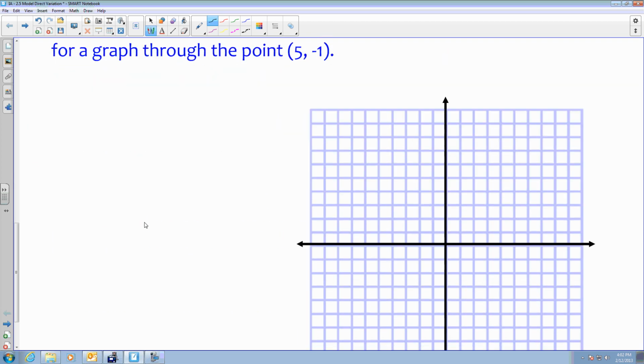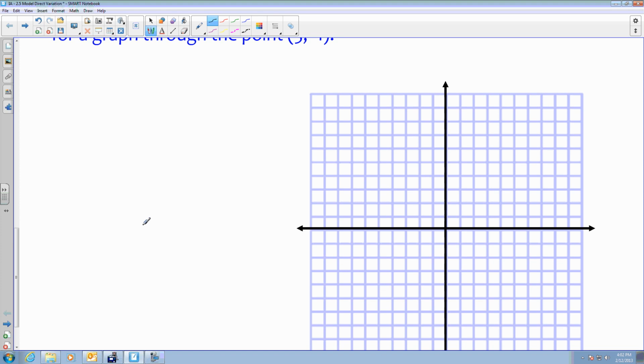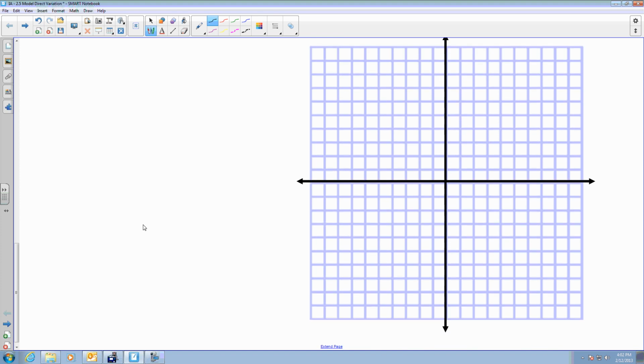So for this example here, I want to write and graph a direct variation equation from the graph through point 5 comma negative 1. So if I'm going to go to 5 comma negative 1, first I'm going to plot it. I'm going to go to the right 5, 1, 2, 3, 4, 5, down 1. So this point right here is at point 5 comma negative 1. If I were to graph this as a direct variation, I remember that my y-intercept is always at 0. So there it is. Now if I were to graph this, I'm just going to connect the points.